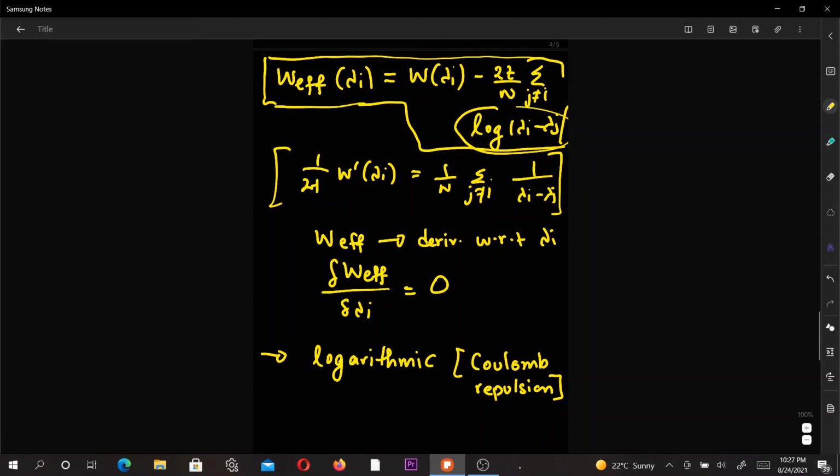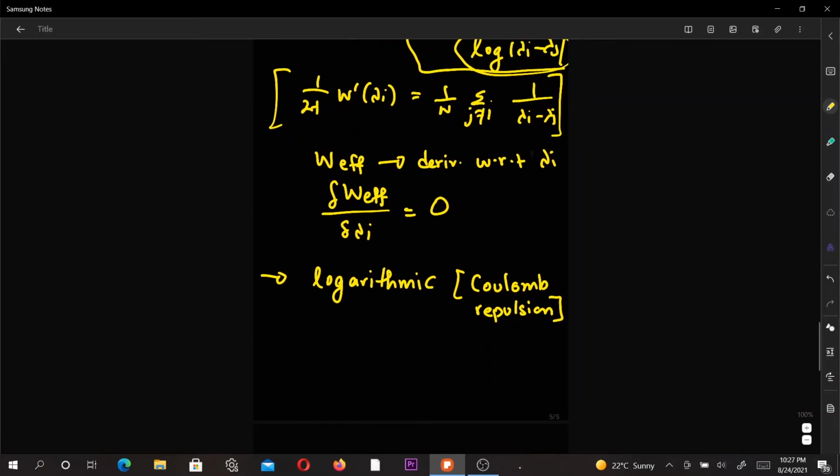The logarithmic term is sort of like a Coulomb repulsion term, and even in matrix models it's called the Coulomb repulsion term. This prevents from having the same eigenvalue. That is, if lambda i equals lambda j, there is a divergence. If you think of it as particles, you can't place two particles at the same position, if lambda is the position of particles. That's a physical insight of what's happening.